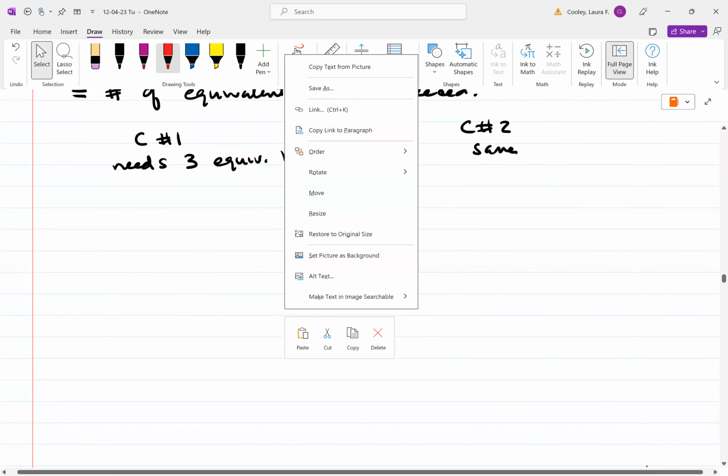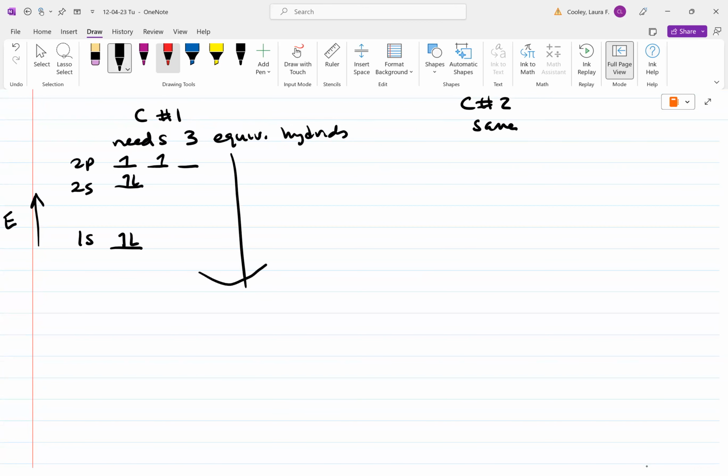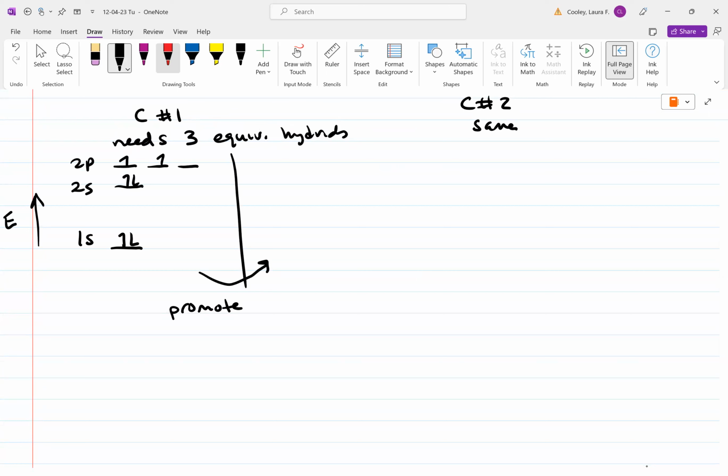So we have carbon. Remember, here's energy. Here's the 1s. Here's the 2s. And here's the 2p. We have 2 in the 1s, 2 in the 2s, 2 in the 2p. Then we're going to hybridize. No, sorry, we're going to do the promoting the electron. For carbon, there's an extra step. We have to promote an electron because we need to get 4 half-filled orbitals.